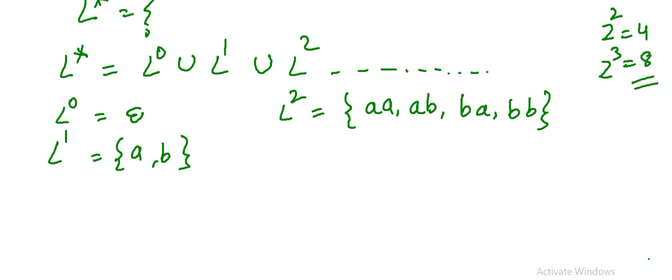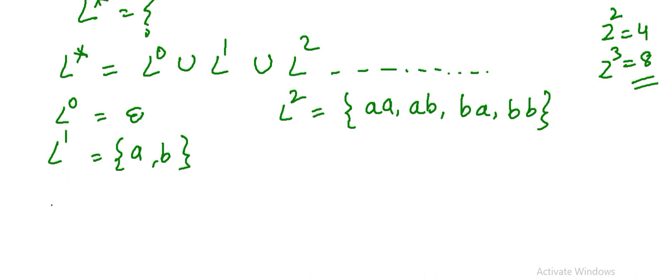If they ask you in your exams what will be L raised to power 3 over some alphabet, A comma B or 0 comma 1 or 1 comma 2 or whatever alphabet they give, only then do you have to calculate it, otherwise no need.